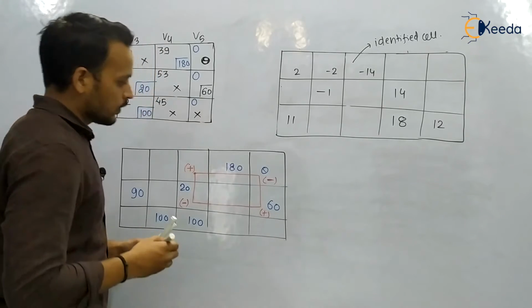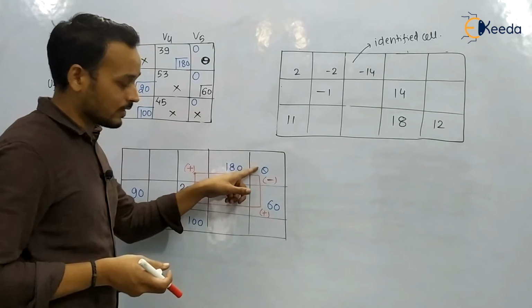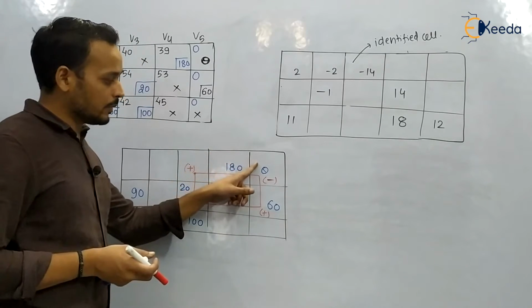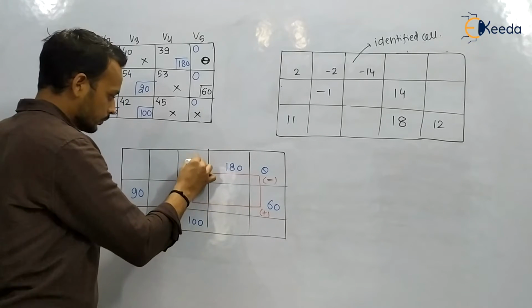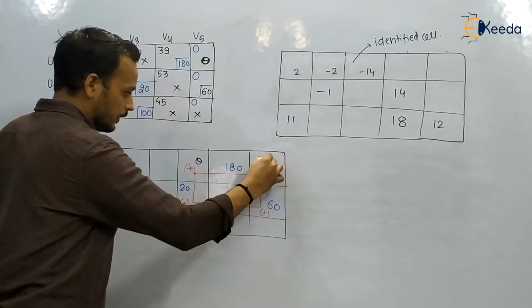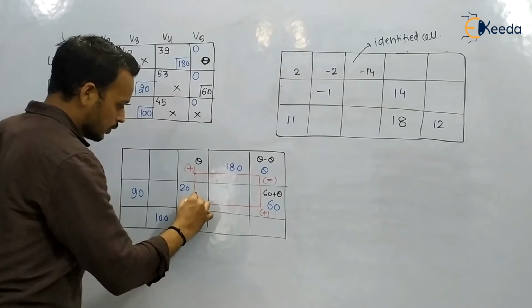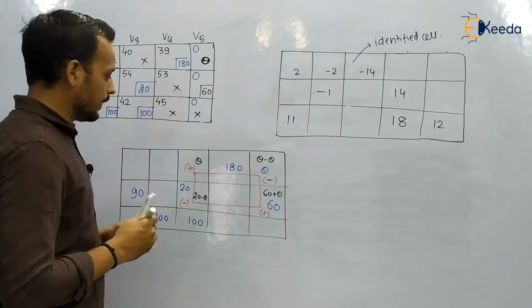So what we will do? We will take from the least. So the least is theta. So here we are providing theta, and here we will have theta minus theta. Here we will have 60 plus theta, and here we will have 20 minus theta, and theta was tending to 0.